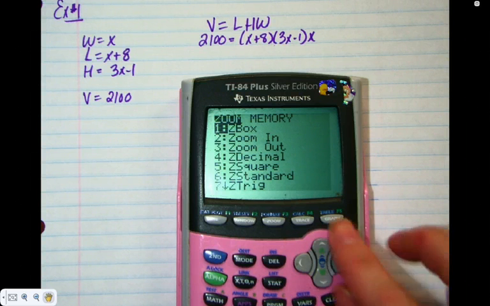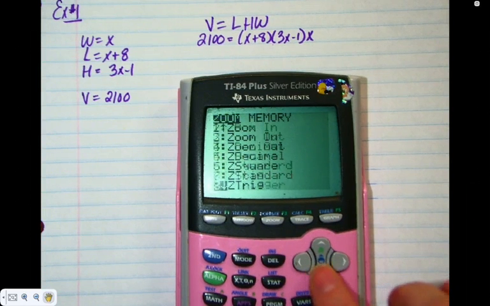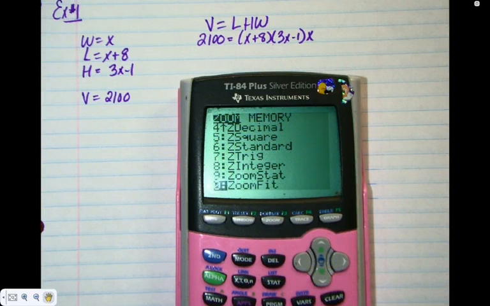What I go down to is what's called Zoom fit, which you probably haven't used before. And Zoom fit is saying to the calculator, you pick. It's kind of a crapshoot. Sometimes calculator does a really good job, sometimes calculator does not. So it's like, hey, calculator, show me what you got. So hit Zoom fit.